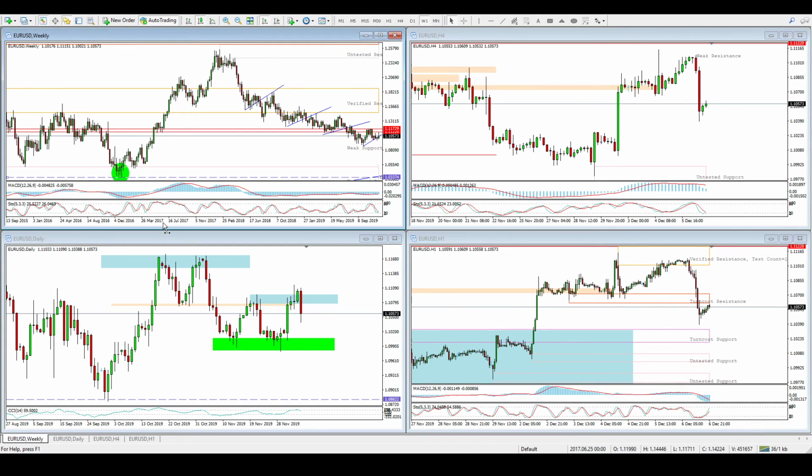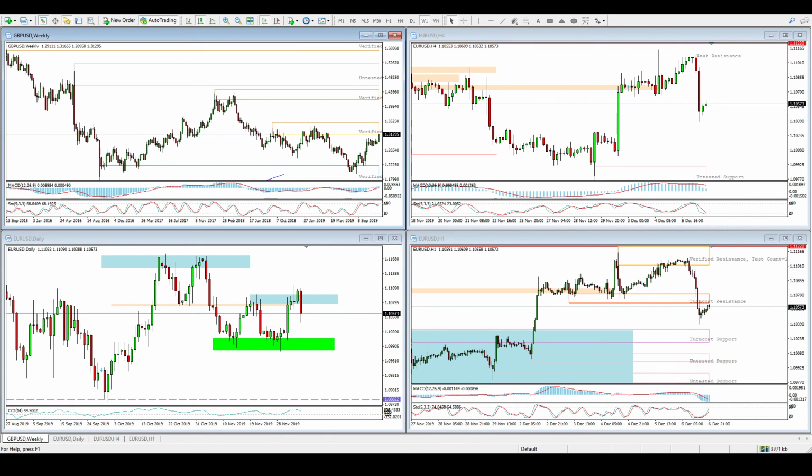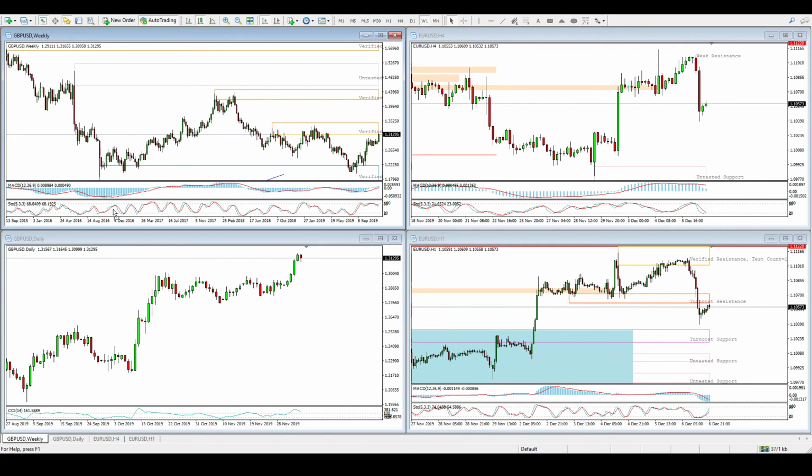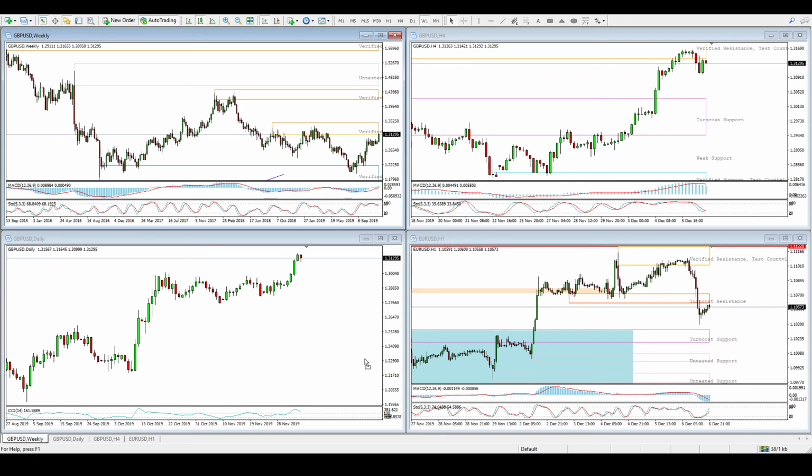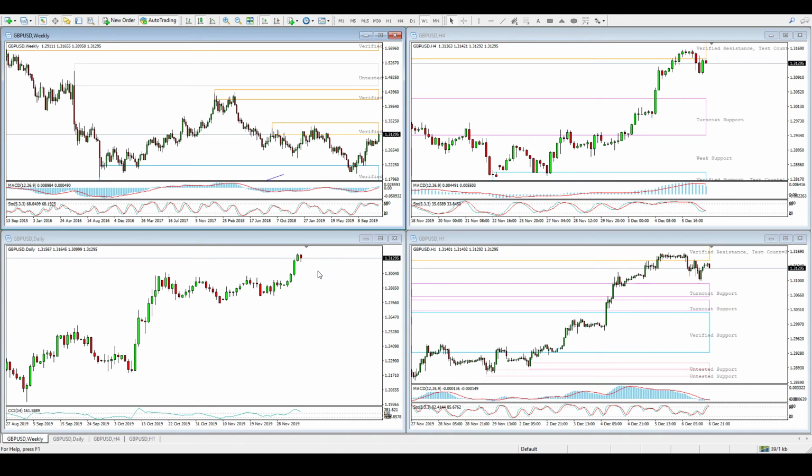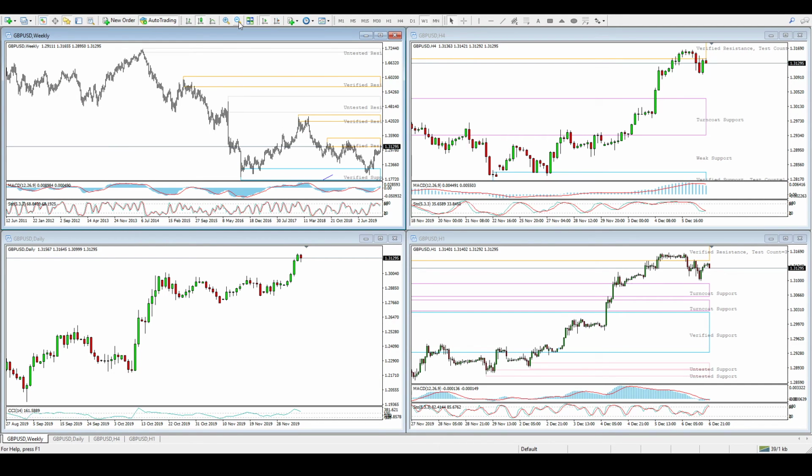Okay, let's look at pound dollar. All right, pound dollar weekly chart. Let's zoom in. This is the lowest low for the past 10 years, which is 1.17.